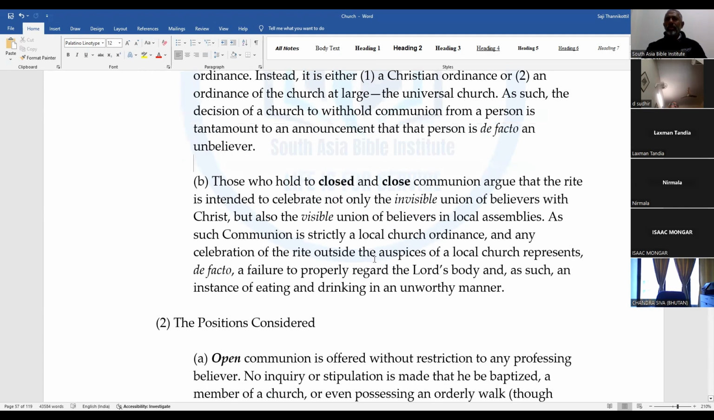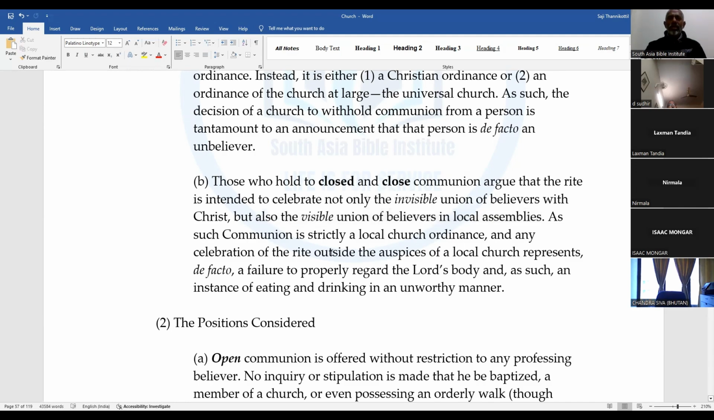Second, there are other groups who believe in closed or close communion. They argue that the rite is intended to celebrate not only the invisible union of believers with Christ, but also the visible union of believers in the local assembly. This rite, that is communion, is intended to celebrate union with the local body of believers.